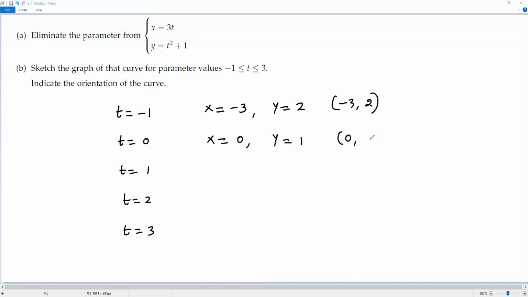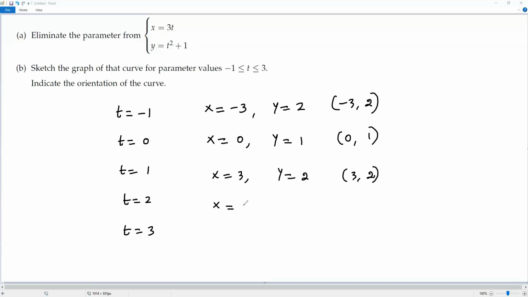So the second point is going to be 0, 1. That is, when t is equal to 0, we get the point 0, 1. And now we have to plug in t is equal to 1 into the first equation. 3 times 1 is 3. That is x is equal to 3. And y is equal to 1 squared, that is 1. 1 plus 1 is just 2. So 3, 2.